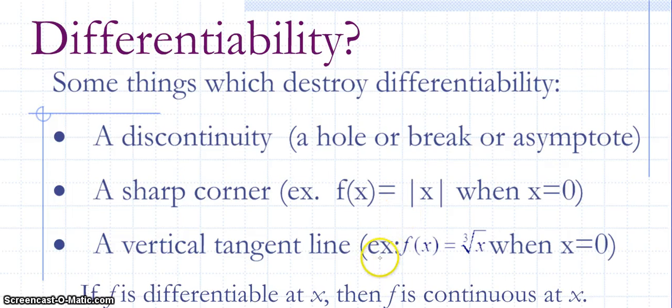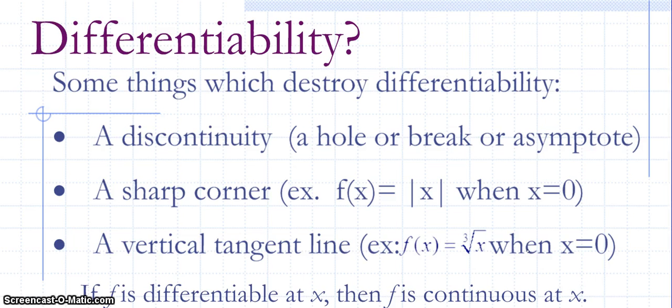A vertical tangent line. So when would a vertical tangent line occur? Because if a vertical tangent line occurs, doesn't that mean it's not a function? Not necessarily. A vertical tangent line occurs in something such as the cube root of x. Right when x equals 0, at that instance, there is a vertical tangent line.